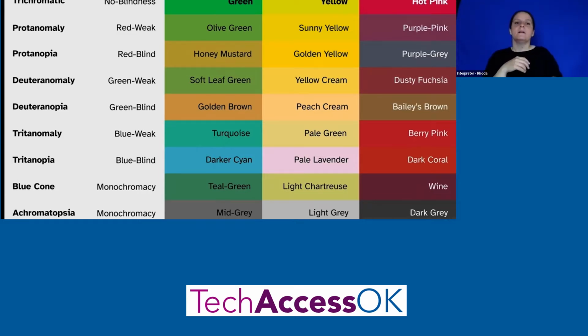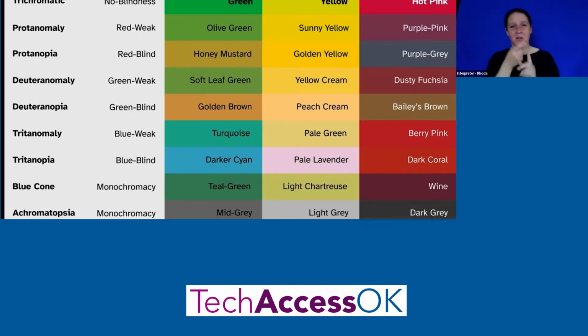But to someone with protanomaly or red weak cones, it looks more like olive green, a sunnier yellow, and a purple pink. Protanopia, which is red blind, the green looks like a honey mustard, the yellow looks like a golden yellow, and the hot pink really looks like a purple gray. Deuteranomaly, which is green weak cones, the green looks more like a soft leaf green, the yellow is more of a cream color, and the hot pink is more of a dusty fuchsia. And someone with deuteranopia or green blind, the green is more golden brown, the yellow is peachy cream, and the hot pink is Baileys brown.